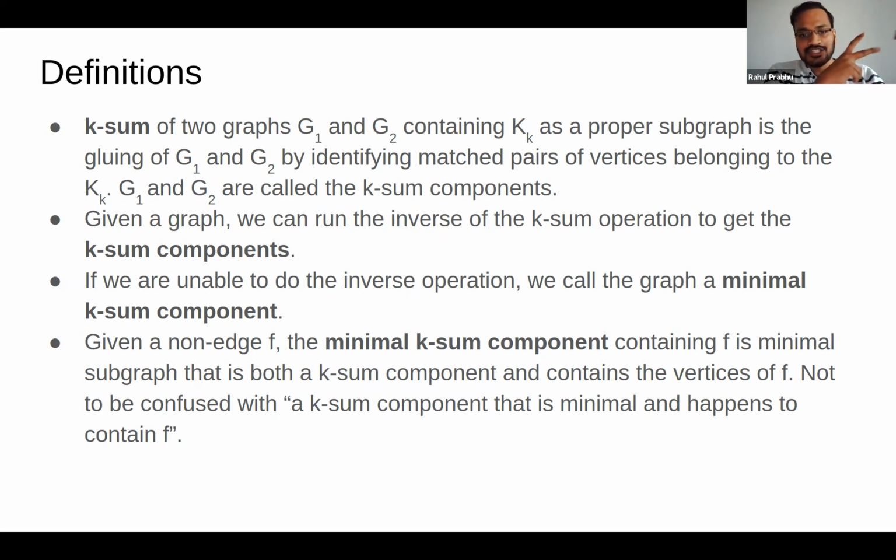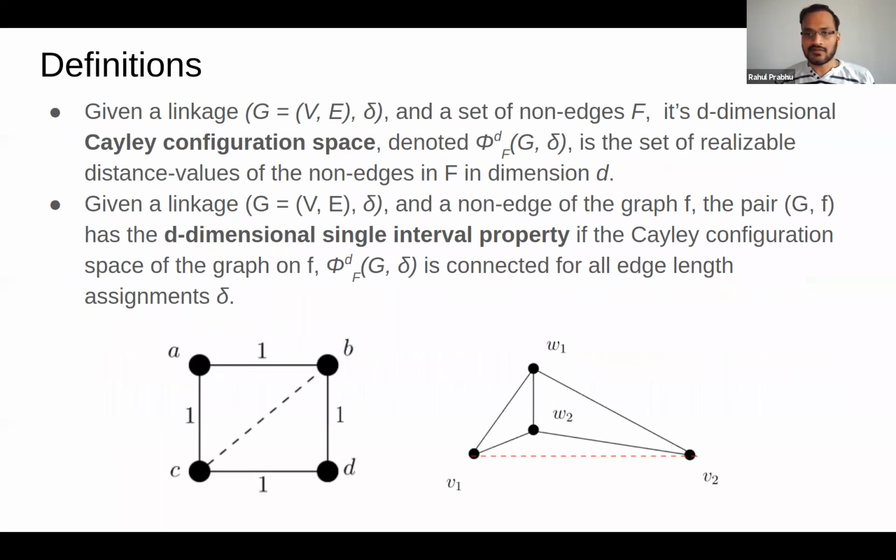Given a non-edge in the graph, the minimal K-sum component containing the non-edge F is a minimal subgraph that is both a K-sum component and contains the vertices of the non-edge F. So it's not really a K-sum component that is minimal and happens to contain F, but rather it's a minimal subgraph that is both a K-sum component and contains the vertices of F. So this is going to be a little bit of recap. Sean talked about this last week.